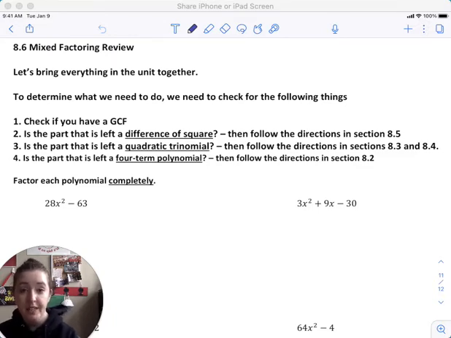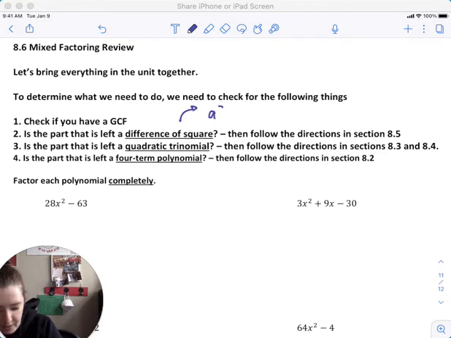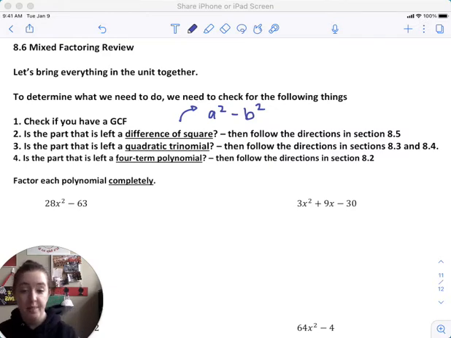So what we're going to do for every single problem, we're going to check to see, does it have a greatest common factor? And then whether there is or there isn't, let's see what's left. Is there a difference of squares? Difference of squares, remember, is going to be a perfect square minus another perfect square. If it looks something like that, you're going to go look at your 8.5 notes.